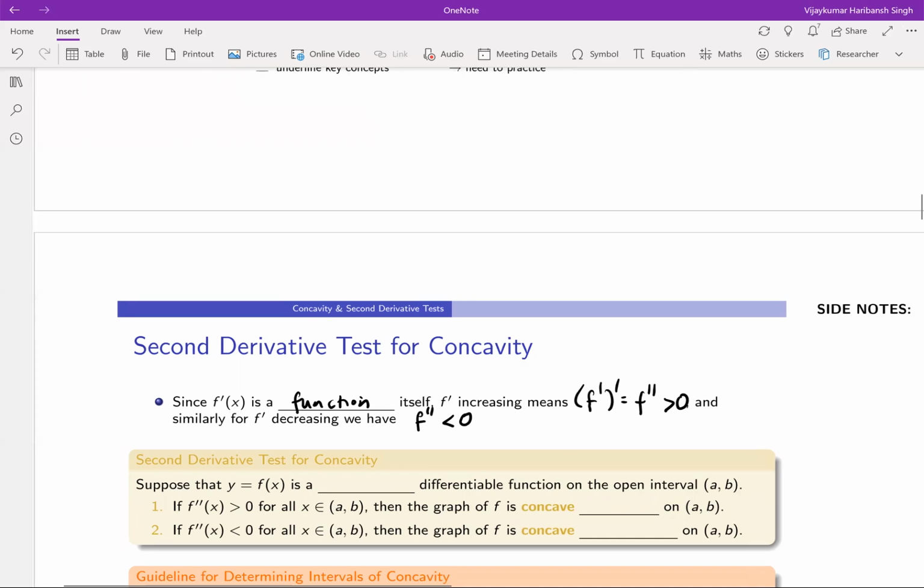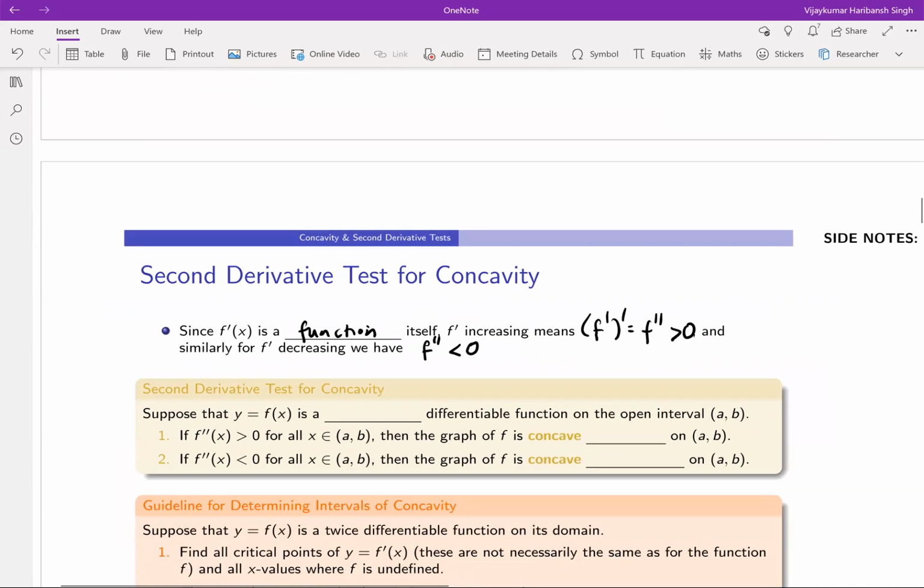So here is a test. It's called the second derivative test for concavity because you're using the second derivative of your function. Suppose y equals f of x is a twice differentiable function, because you're looking at the second derivative. So first of all, the second derivative should exist so that we can talk about it.